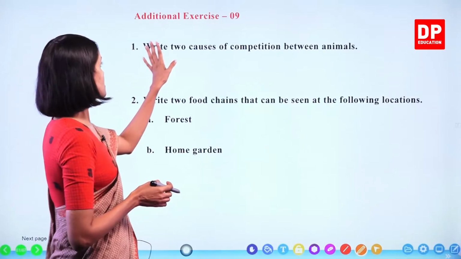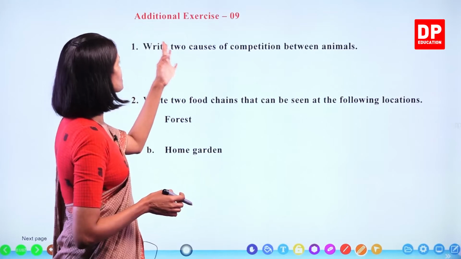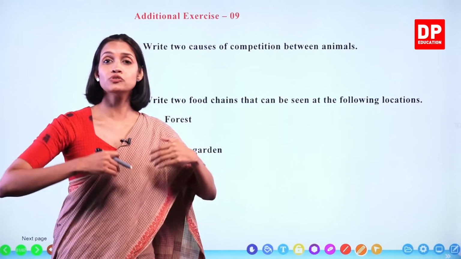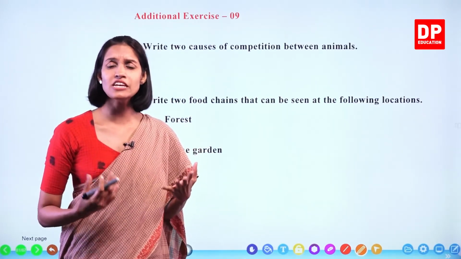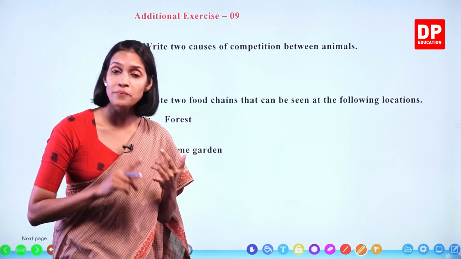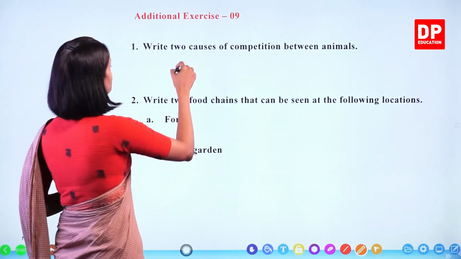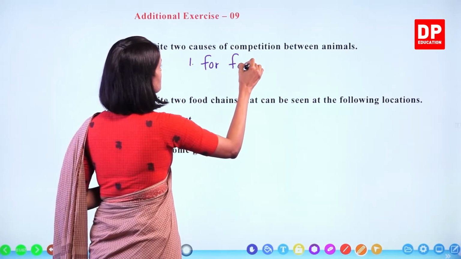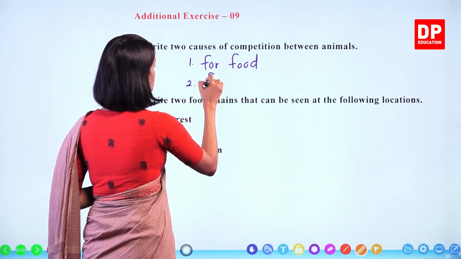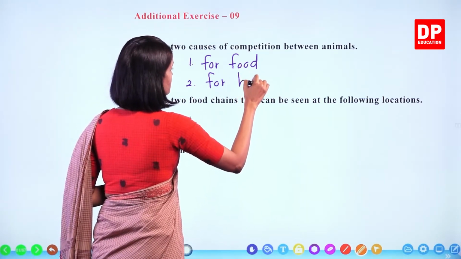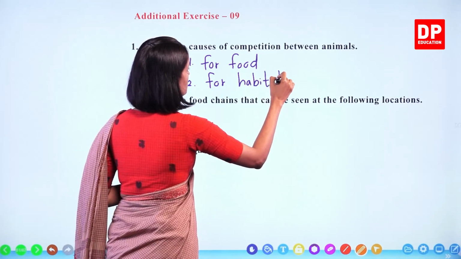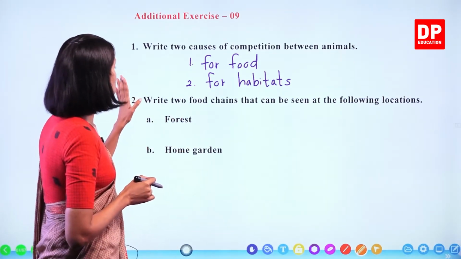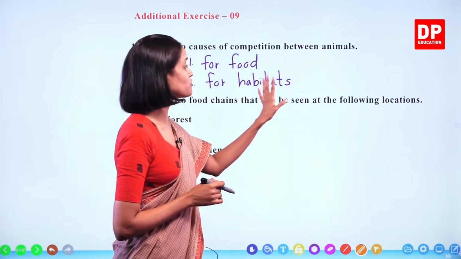Right. Exercise number 9. Write 2 causes of competition between animals. Animals compete with each other to fulfill their needs. What are these needs? They compete for food, for habitats, right? We'll write for food. Number 2, for habitats.